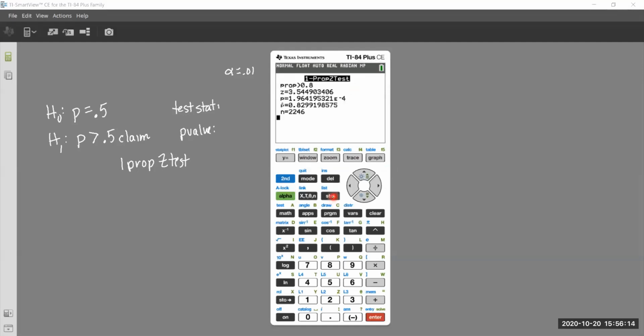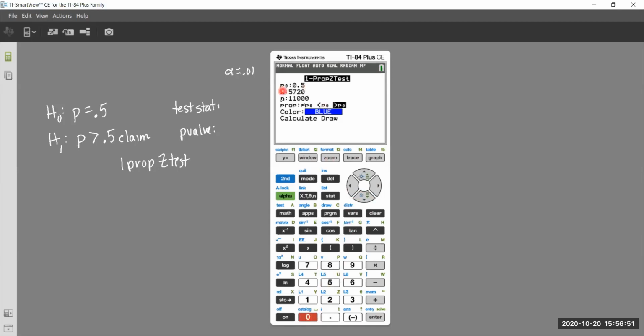Okay, so we're going to do our 1 prop z test. So we go over to tests, down to 1 prop z test, enter. Now this time, remember our p sub 0 comes from our null hypothesis. P equals 0.5. So we'll have our 0.5 here. X and N are in the problem. So this one says 5,720 would be your X, and your N is your sample size.